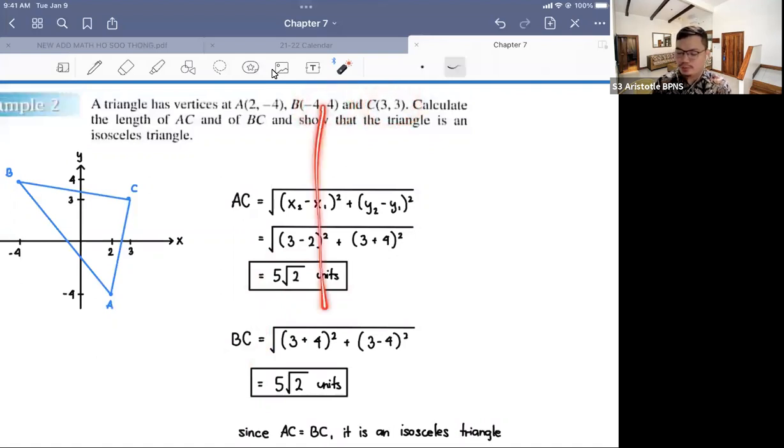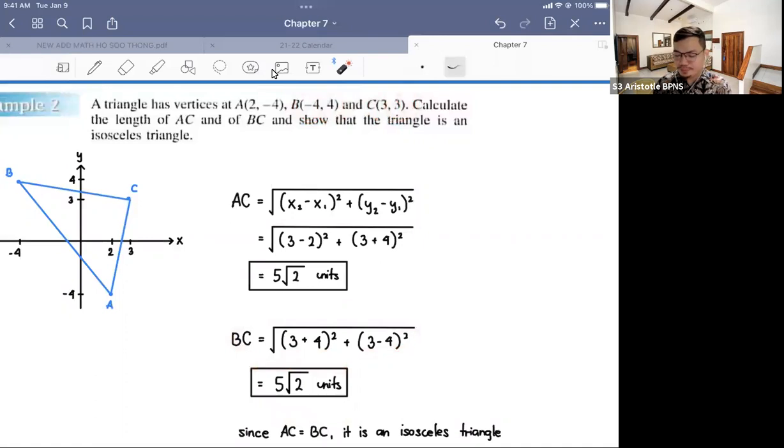So substituting them in the formula, you'll get 3 plus 4. So this is 3 minus negative 4. It becomes 3 plus 4. And then for your y, it's the same. 3, it's 3 minus 4. So it's 3 minus 4 squared. So simplifying this, you'll get also 5 root 2 units.